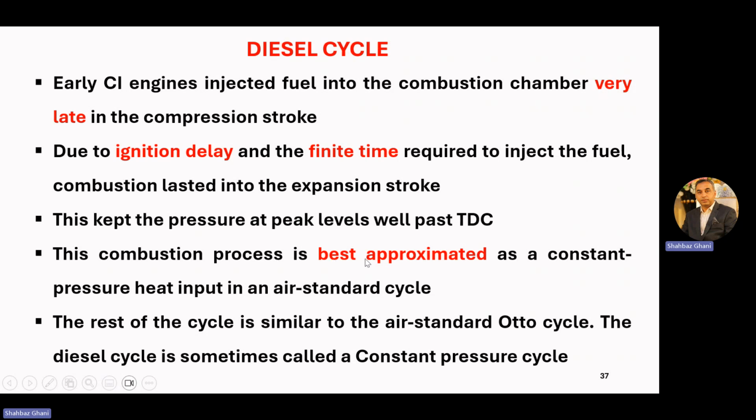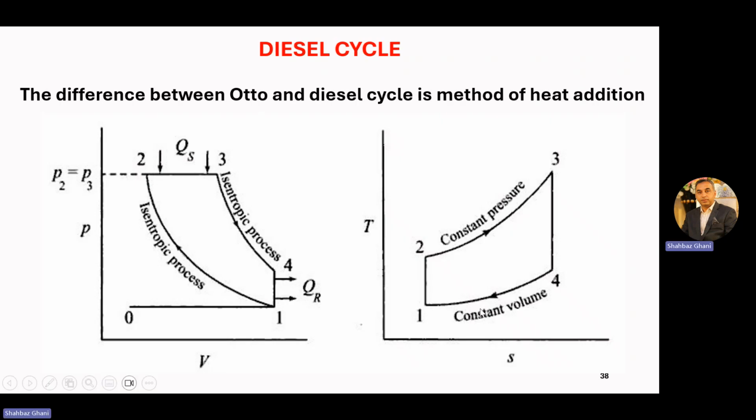This combustion process is best approximated as a constant pressure heat input in an air standard cycle. The rest of the cycle is similar to the air standard Otto cycle. The diesel cycle is sometimes called the constant pressure cycle, as the air standard Otto cycle is known as the constant volume cycle. The difference between the Otto and the diesel cycle is the method of heat addition. Here is the difference in this portion.